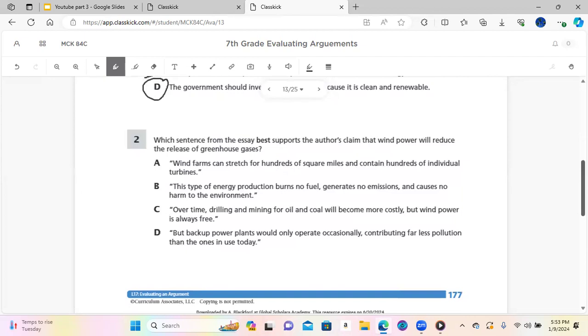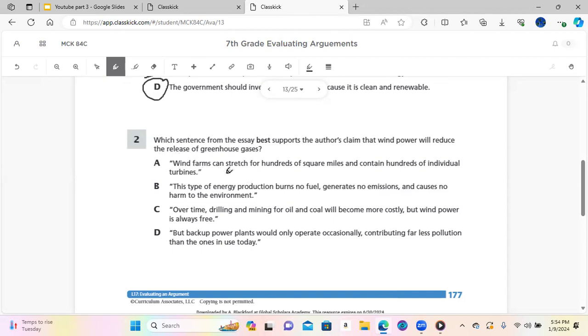Which sentence from the essay best supports the author's claim that wind power will reduce the release of greenhouse gases? So before we even look at the answers, how can wind power reduce greenhouse gases? Remember now, when you use wind power, you don't need to burn anything, and it doesn't give off any smog or any emissions, and it definitely doesn't affect the environment. And that was also mentioned in the text. So let us see which one is the most suitable option.